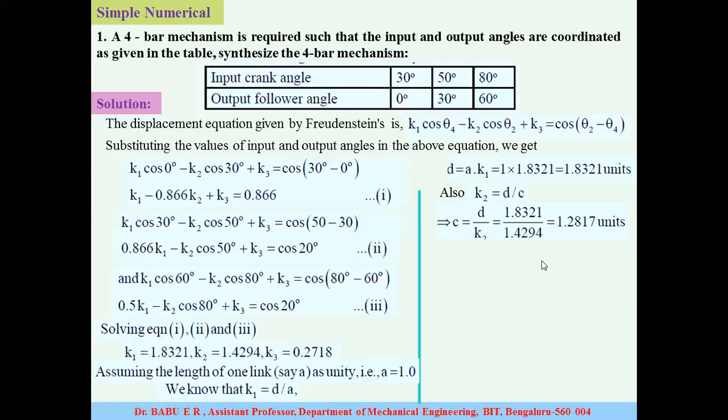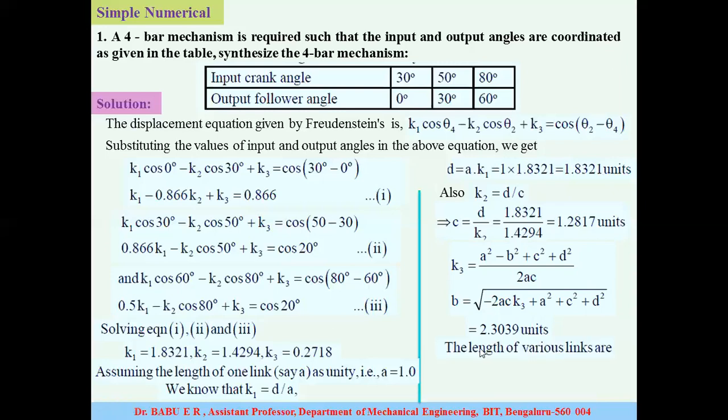we get the value of c as 1.2817 units. Similarly, k3 is given as a square minus b square plus c square plus d square, divided by 2 times ac. In this equation the value of k3 is known. The value of A is assumed as 1 unit. The value of B we don't know, this we have to calculate. C is 1.2817, D is 1.8321, and we have 2 times AC. Substitute everything and find the value of B. On simplification, we get 2.3039 units.